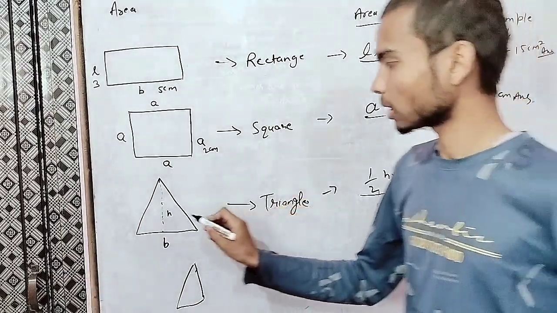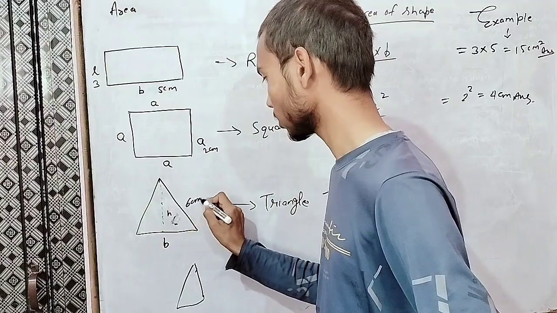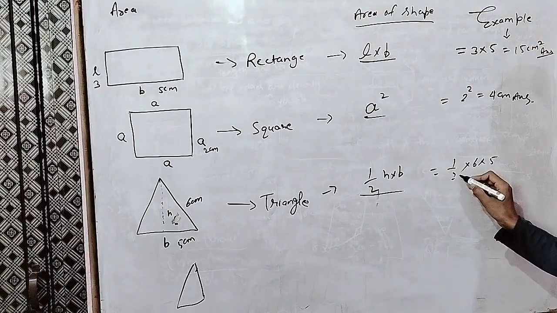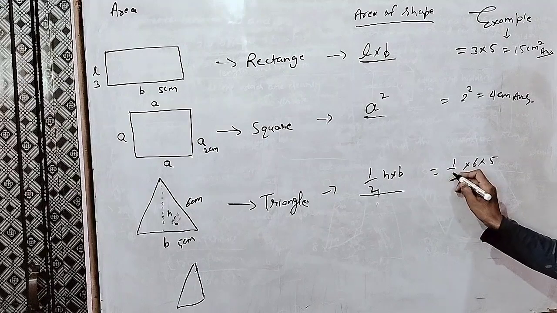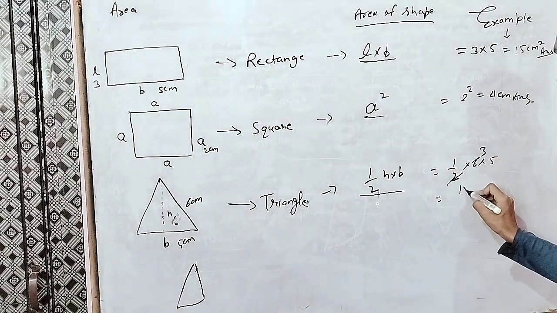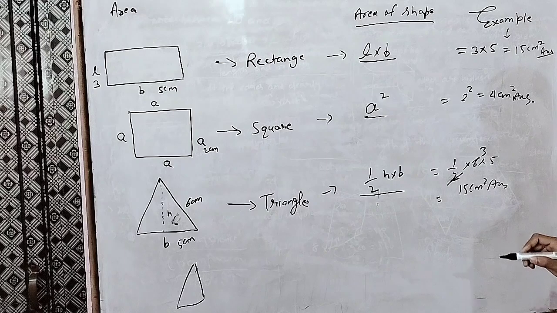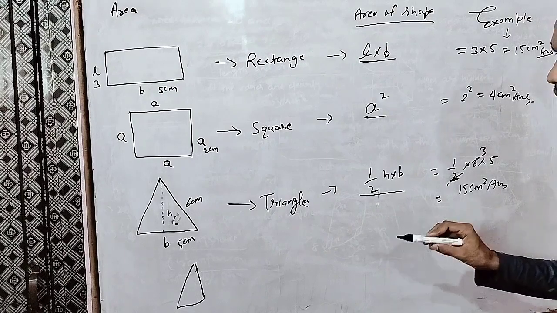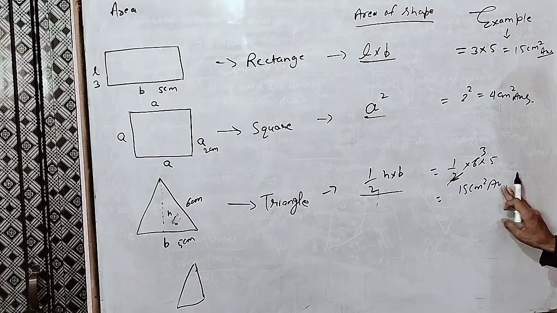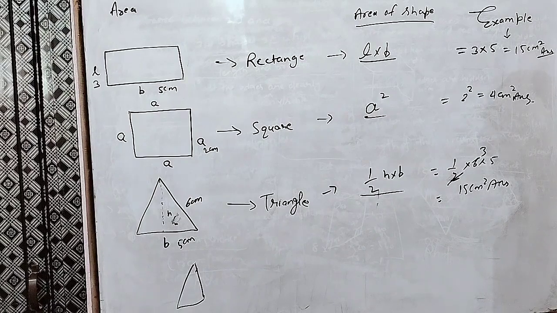Now let's suppose h is 6 centimeter, and this is 5 centimeter. So 1 by 2 multiplied by 6 multiplied by 5. We have to simplify it. 2 3s are 6 and 3 5s are 15. 15 centimeter square. So remember, a square will always be applied in finding the area of solids. Don't forget to apply a square. I hope we are clear till here.